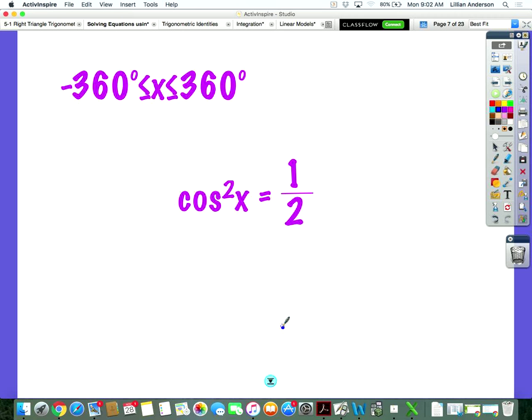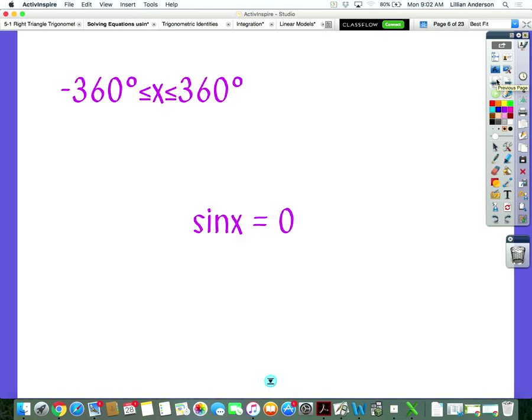Okay, so here are a few examples when it comes to using the unit circle when solving trig equations. Starting off with this one, sine x equals 0. The domain is from negative 360 to positive 360, so we're definitely in degrees.